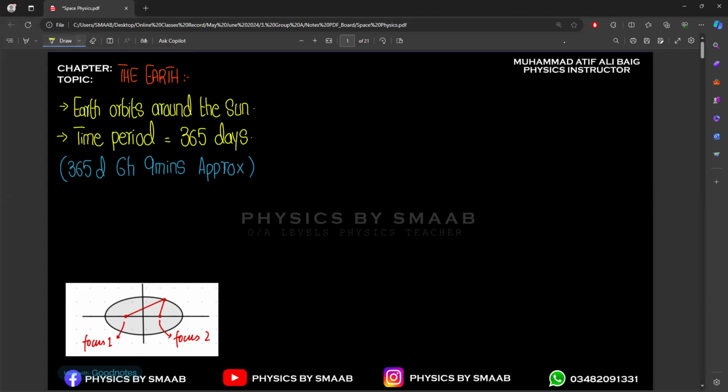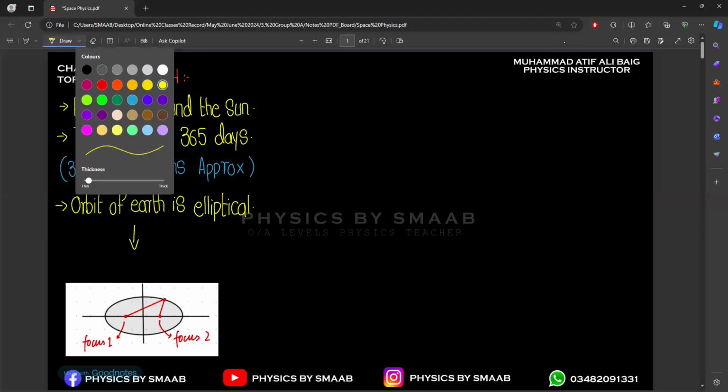And one more important thing: in diagrams, pictures or books, we see a circular orbit of the Earth. But we all know that the orbits of the planets are not circular. Same for the Earth. The orbit of the Earth is elliptical, right? And in the diagram, there is an elliptical shape also. You can see the difference in the elliptical shape.